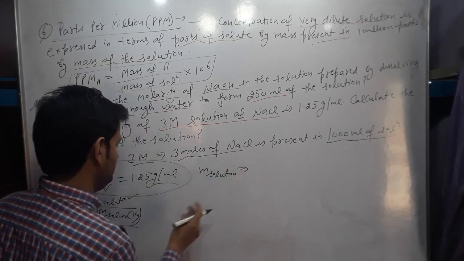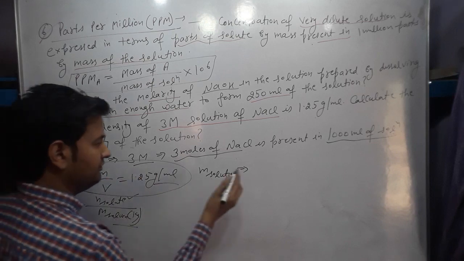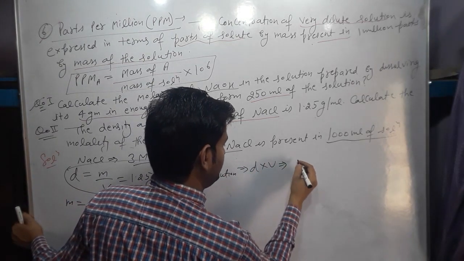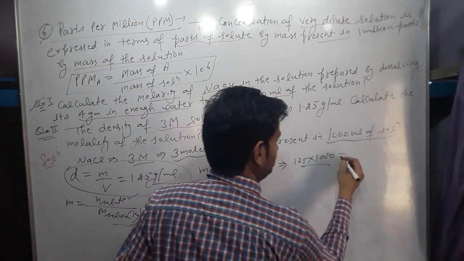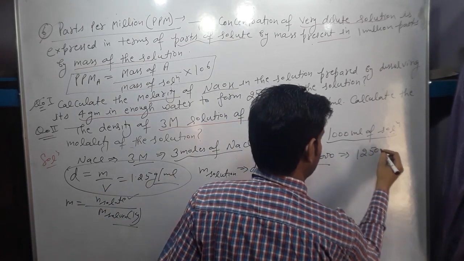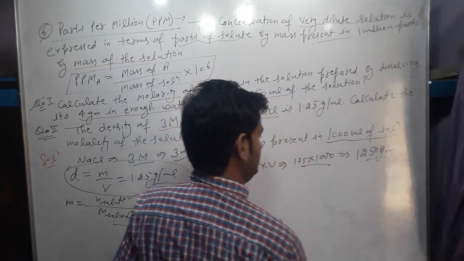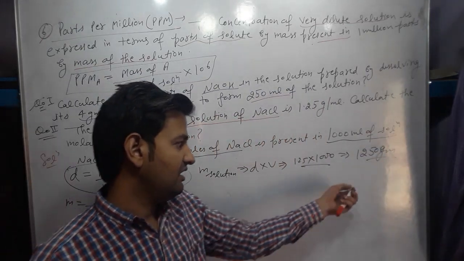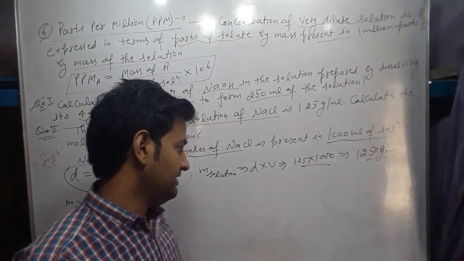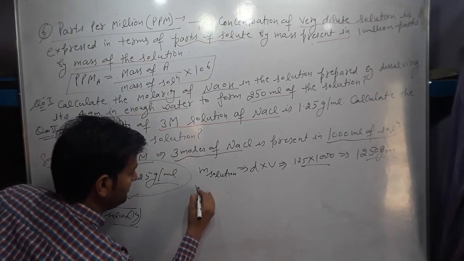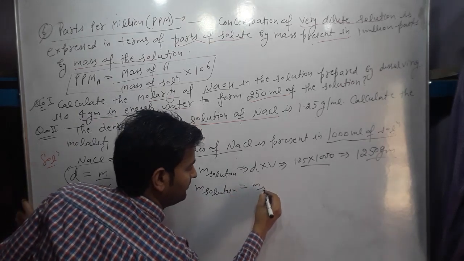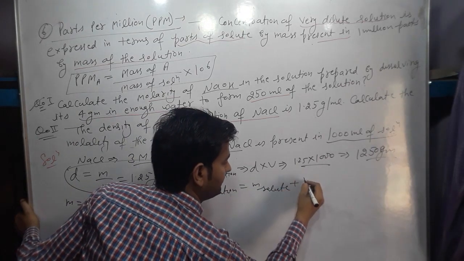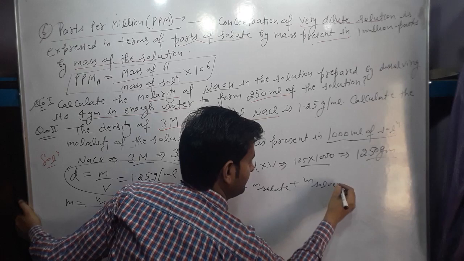Mass of solution is equal to density into volume. Density is 1.25 and volume of solution is 1000 ml. So it comes out to be 1250 gram of solution. This is the amount, or mass, of solution. Then mass of solution will be equal to mass of solute plus mass of solvent.